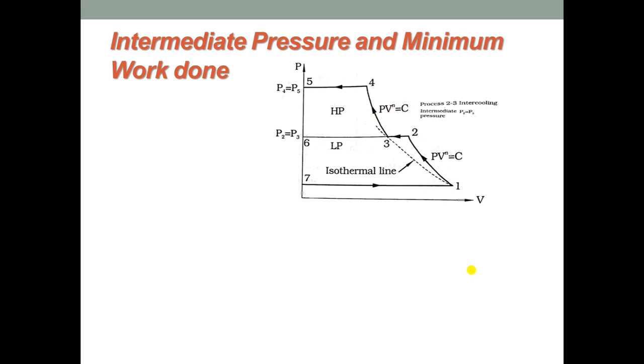Now moving on to the next one, which is intermediate pressure and minimum work done. When intercooling is perfect, the maximum saving in work would be obtained. It may be noted that the saving in work required varies with the intercooler pressure, that is the intermediate pressure. When the initial pressure P1 and final pressure P4 are fixed, the intercooler pressure of intermediate can be found by differentiating the total work done with respect to intermediate pressure and equating to 0.